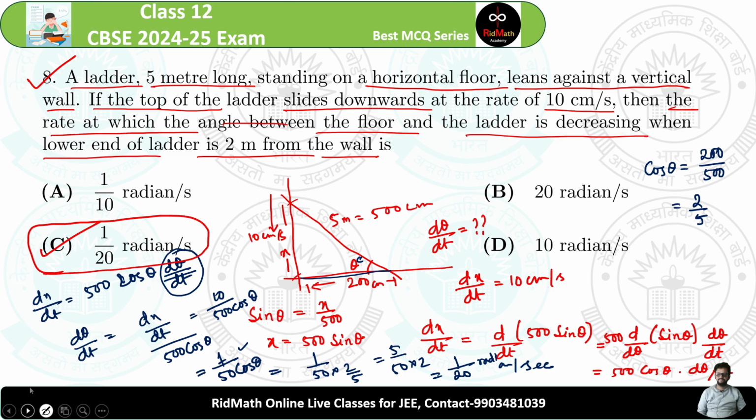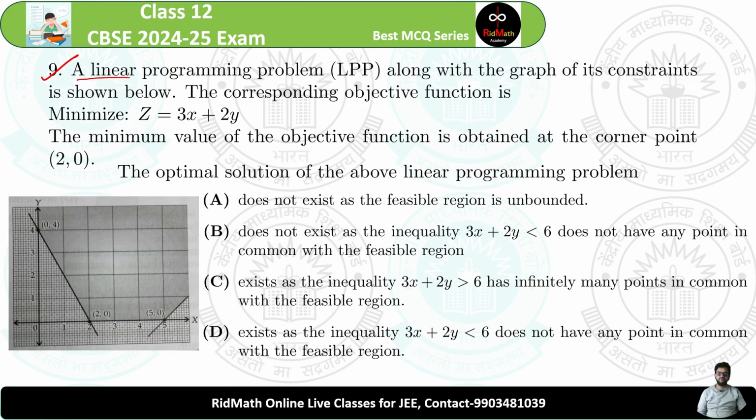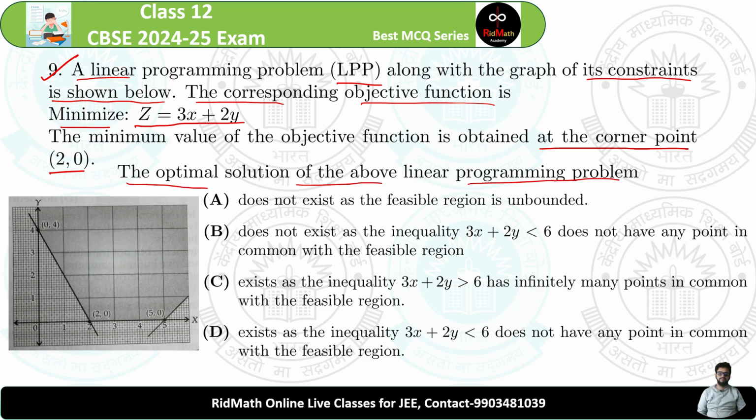Okay, next problem. Question number 9. A linear programming problem, LPP, along with the graph of its constraints is shown below. The corresponding objective function is z equal to 3x plus 2y. The minimum value of the objective function is obtained at the corner point 2, 0. The optimal solution of the above linear programming problem does not exist as the feasible region is unbounded. We have found the minimum value at the point 2, 0, where z is minimum, which is 6.